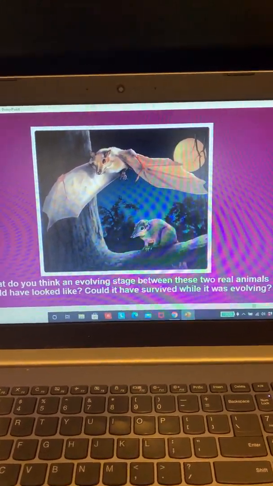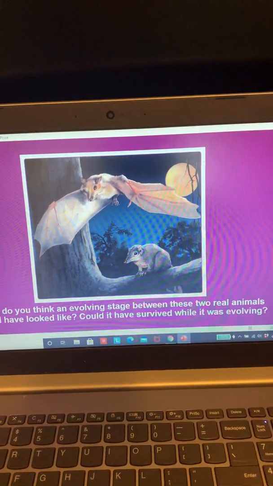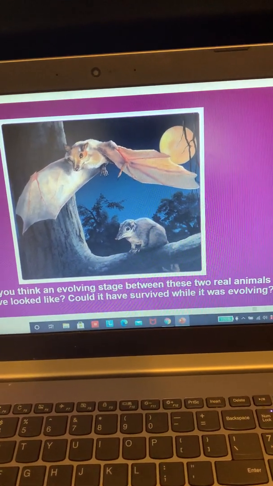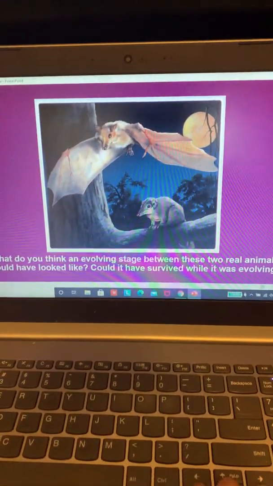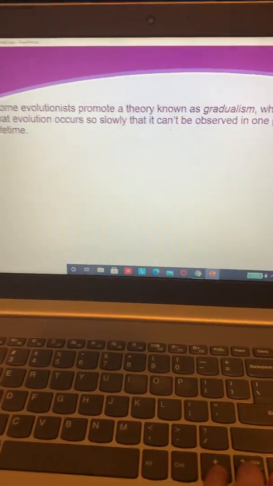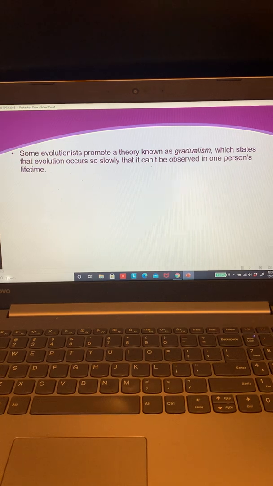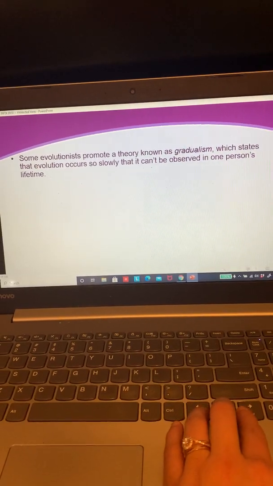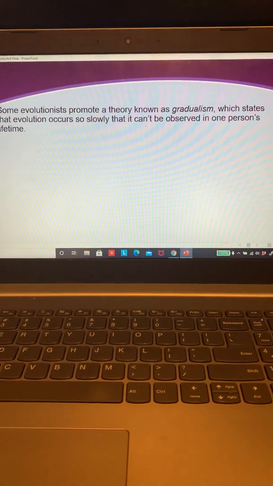So right now they're showing these two animals and they're saying, well, what would the evolving stage between these two animals have looked like, and could it have survived while it was continuing to evolve and compete for resources in its environment? Some evolutionists promote a theory known as gradualism, which states that evolution occurs so slowly that it can't be observed in one person's lifetime. This has to be true because none of us have observed it.